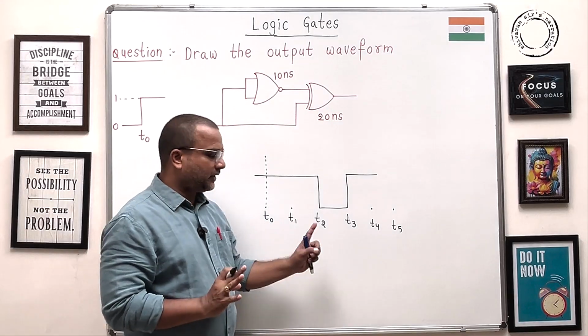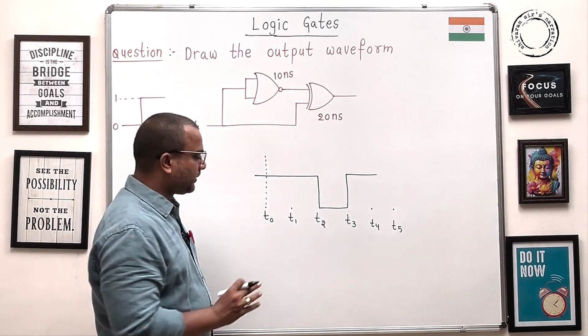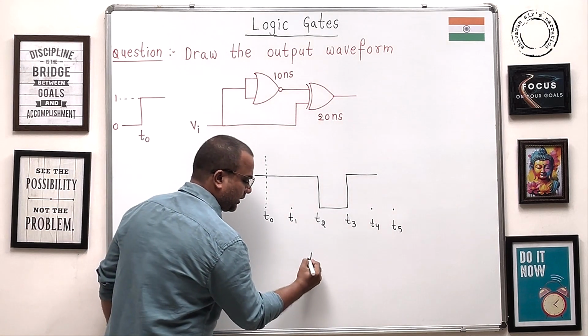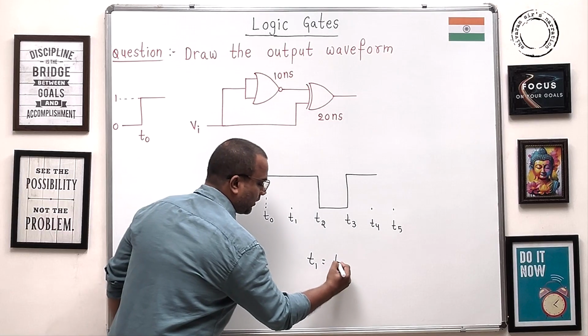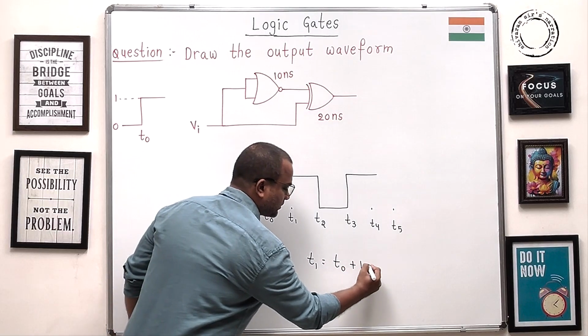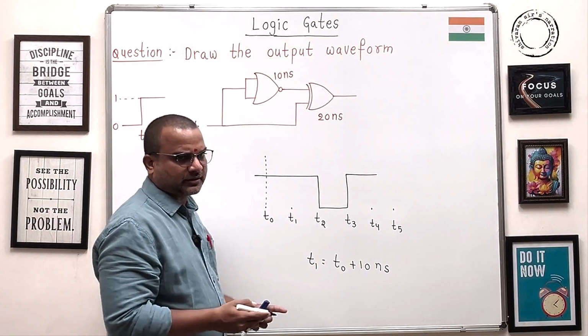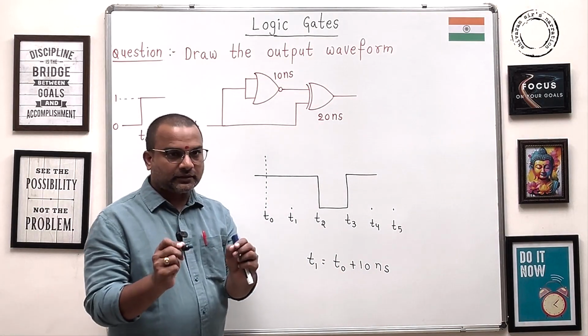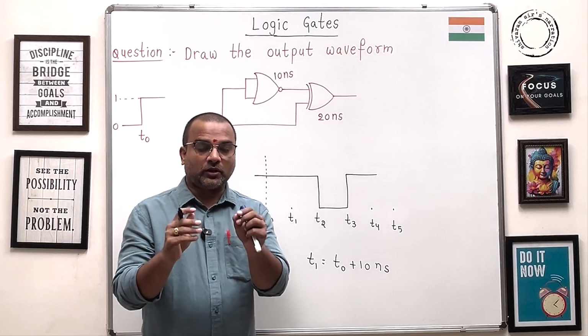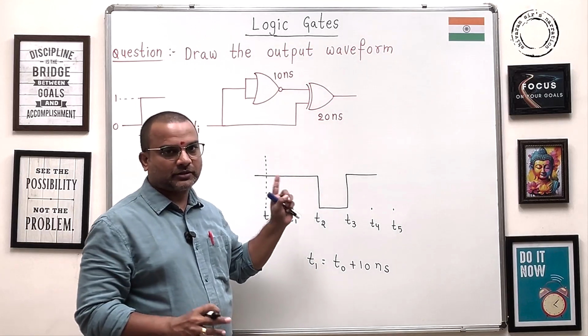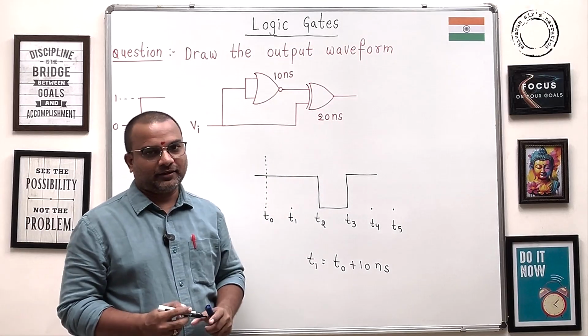Okay guys, and here hope you know we assumed here T1 is T0 plus 10 nanoseconds. Similarly, T2 is T1 plus 10 nanoseconds, like that. This is the importance of glitches in combinational circuits because of the propagation delay, right?